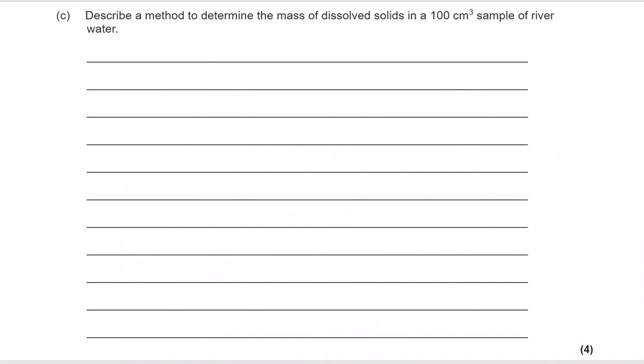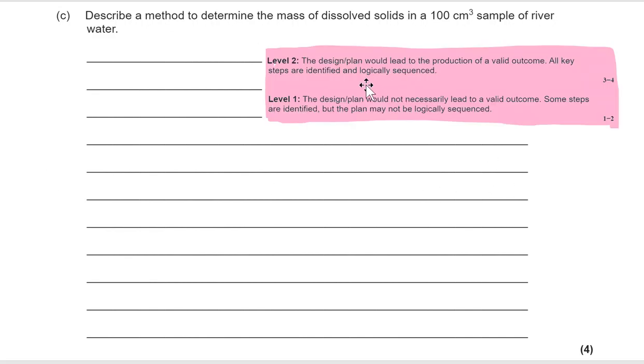Part C follows the marking structure of a 6 marker, even though it's only 4 marks. So a method to determine the mass of dissolved solids in a 100 cm cubed sample of river water. You can see the levels here. You will design a plan that would lead to a valid outcome, identifying all key steps. And to get a level 1, you've got some of the key ideas, but it may not follow a logical structure and it may not lead to valid results.